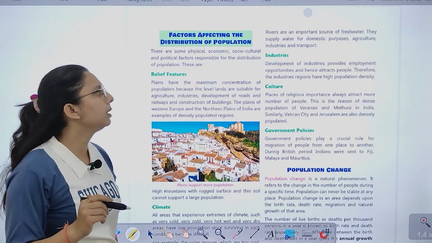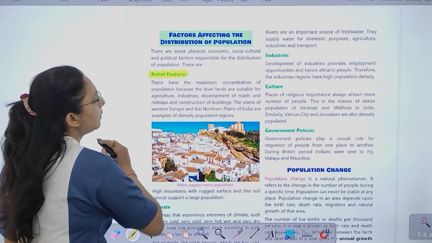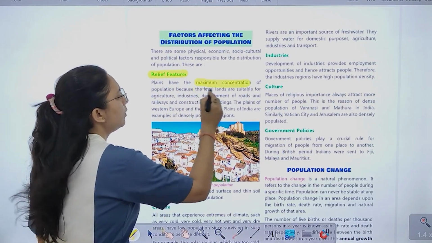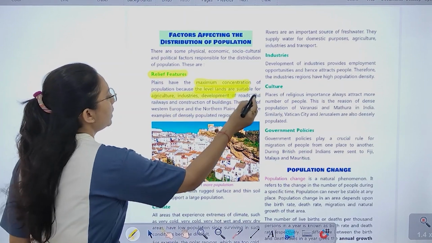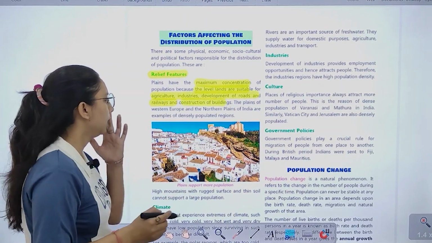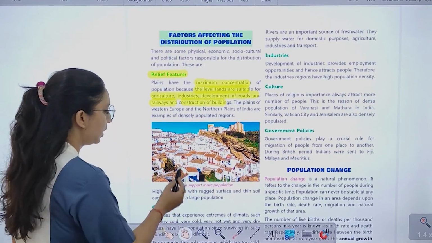Then the factors affecting the distribution of population. First is relief feature. If we talk about relief feature, maximum concentration is on level land, which is suitable for agriculture, industries, development of roads and railways, and construction of buildings. The plains of Western Europe and the Northern plains of India are examples of densely populated regions.